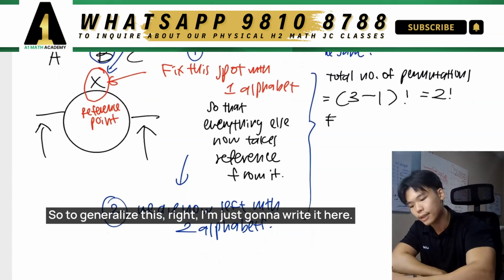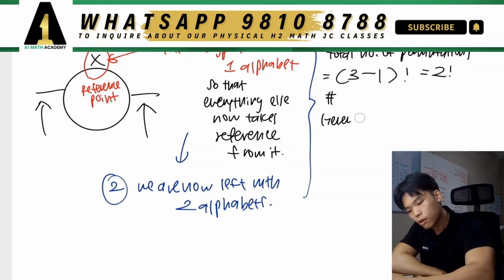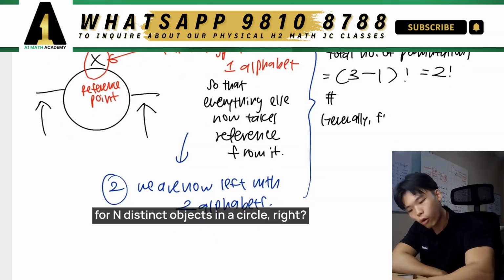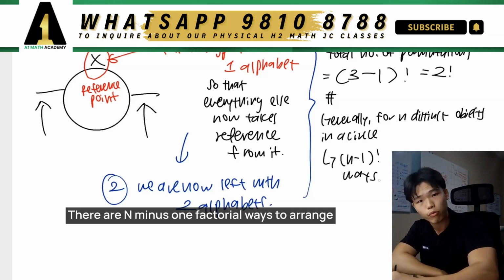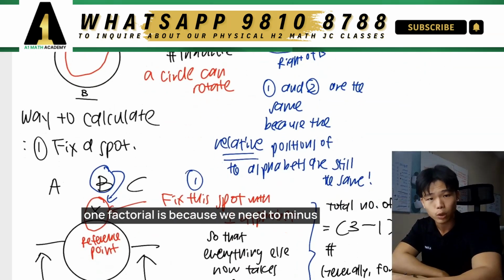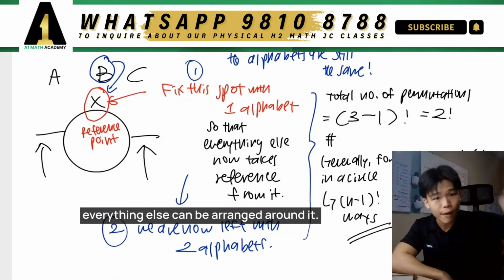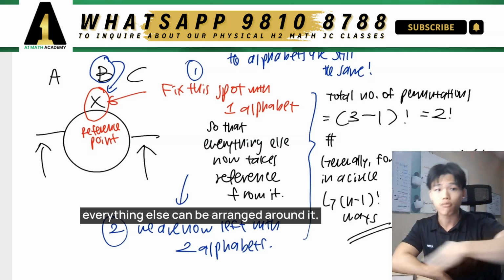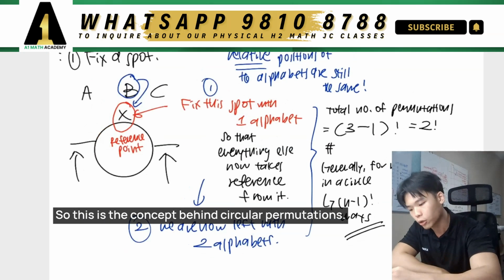So to generalize this, I'm just going to write it here. Generally, for n distinct objects in a circle, there are n minus 1 factorial ways to arrange everything. And the reason why it's n minus 1 factorial is because we need to minus the 1 to make it our reference point so that everything else can be arranged around it. And that one thing becomes our reference point. So this is the concept behind circular permutations.